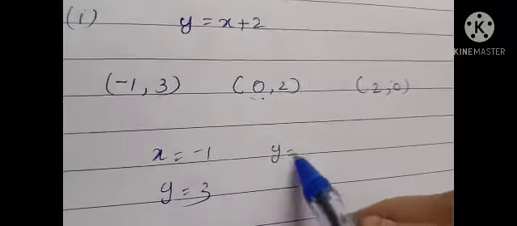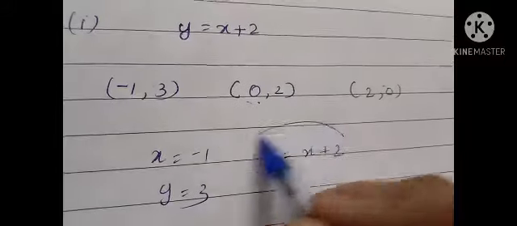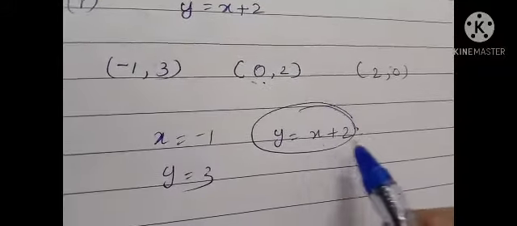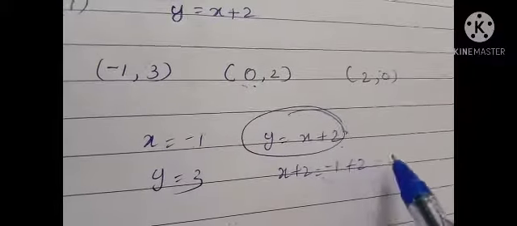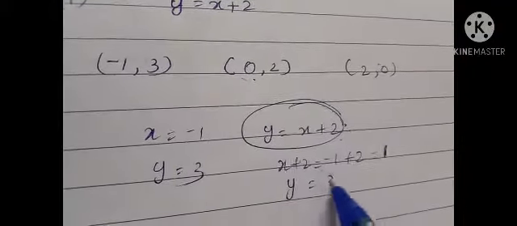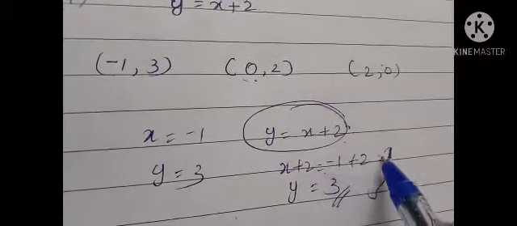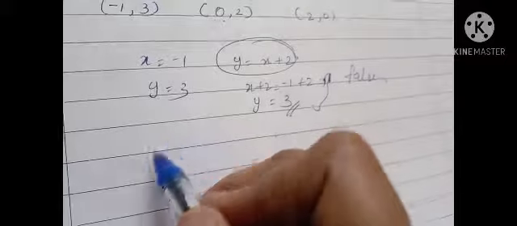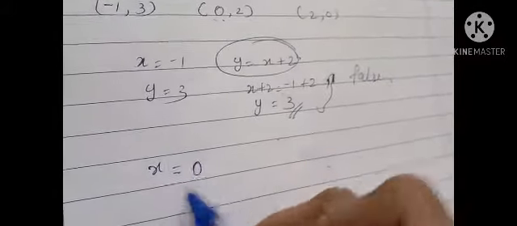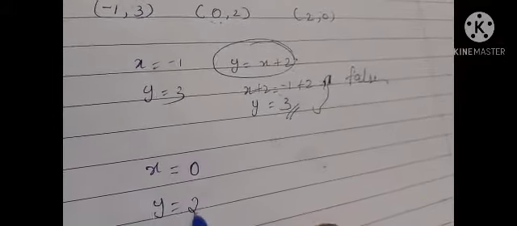So y equal x plus 2, is it true or false? That we have to check. For that we have to find x plus 2, that is negative 1 plus 2 equal 1. What is y here? It is 3. These two are not equal, so what we can say? It is false.